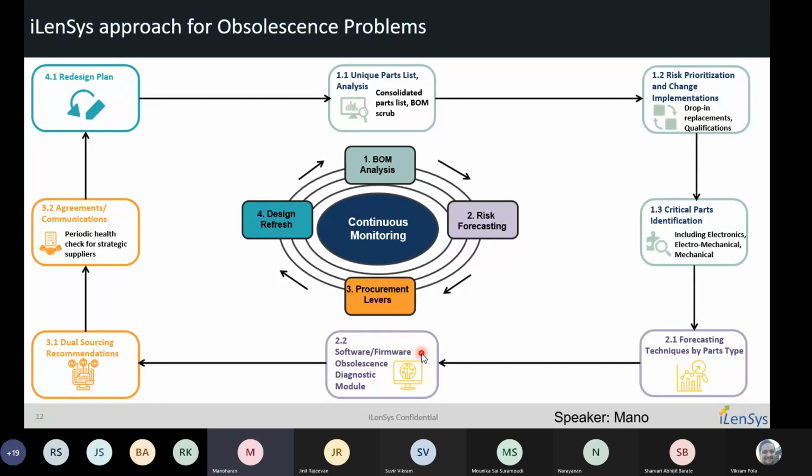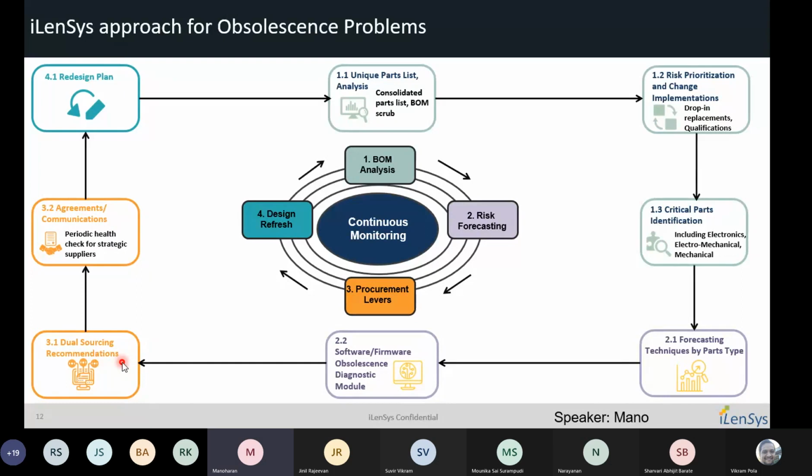Then we go into step 3, before we jump into step 4. In step 3, we look at some of the procurement leverages that we can apply to mitigate the risk. The critical steps are, one, coming up with dual sourcing recommendations. If not for all your components, we look at least at the critical components, and we make sure we are able to come up with dual sourcing if it is a single source critical component.